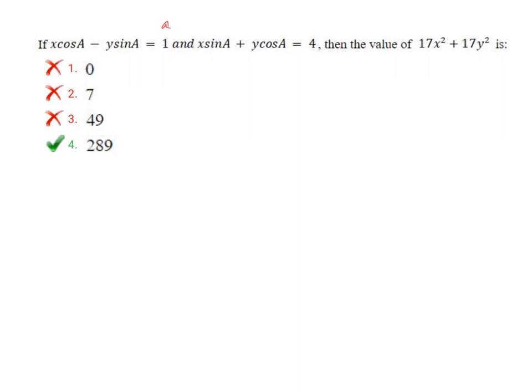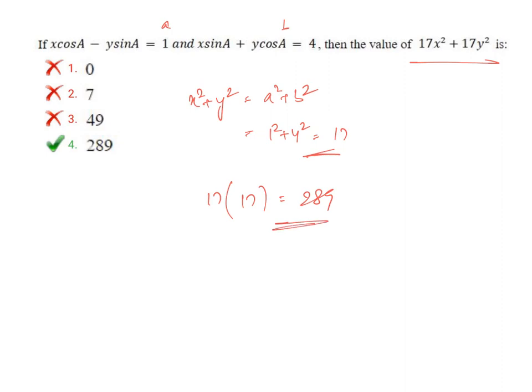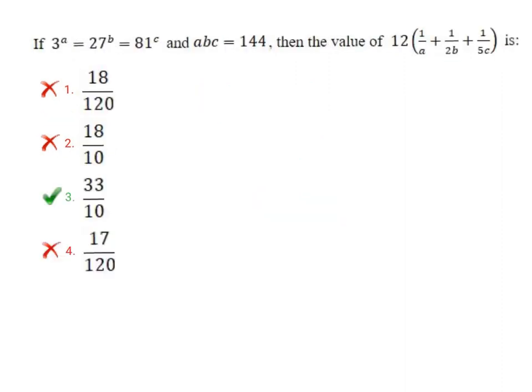It is like a and b. We know x square plus y square is equal to a square plus b square. In place of a square plus b square, we have 1 and 4. Therefore, 1 square plus 4 square is 17. X square plus y square is also 17. 17 is 289 there.